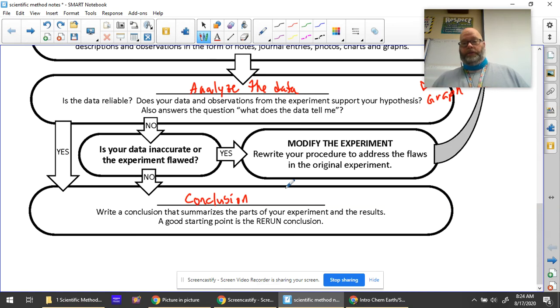And we're going to work through a type of conclusion called a RERUN conclusion that helps us to analyze an experiment. It's kind of a step-by-step approach. Instead of me just giving you general information about what I want, this helps you narrow down exactly what I'm looking for. So this is kind of a recipe for writing a good conclusion. So you want to write a conclusion that summarizes your results, and it even mentions RERUN conclusion there. And this is whether it's good or bad.